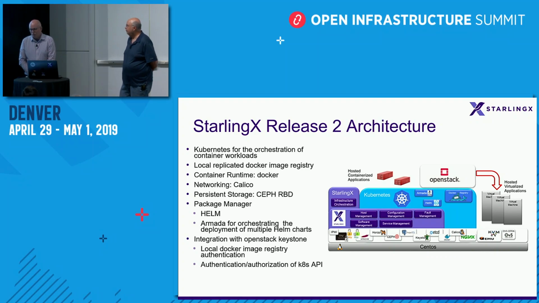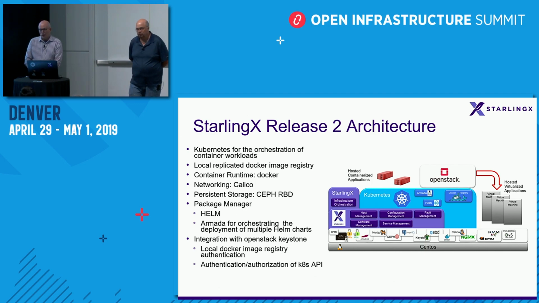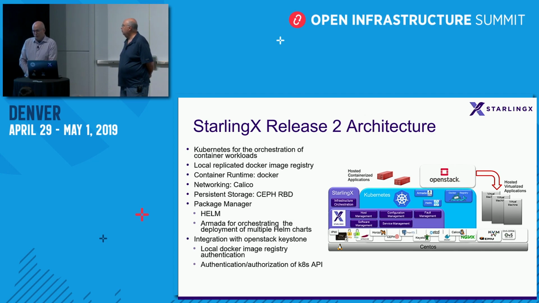So just an overview of the release 2 architecture. Of course, we're deploying Kubernetes for the orchestration of the container workloads. We have a local replicated Docker registry that's embedded within StarlingX. We're using Docker as our container runtime, Calico as our container networking. We're leveraging Ceph RBD as our persistent storage backend for Kubernetes. We've integrated Helm. We've also integrated the Airship Armada project for the deployment and orchestration of complex applications, which would be comprised of multiple Helm charts.